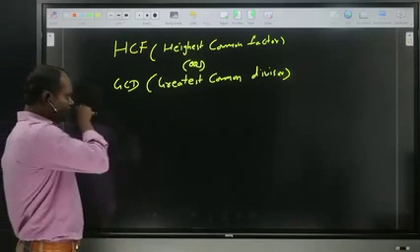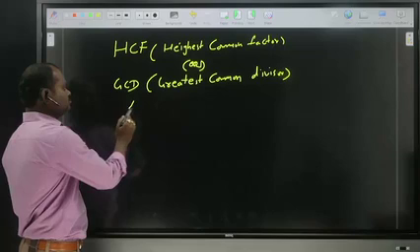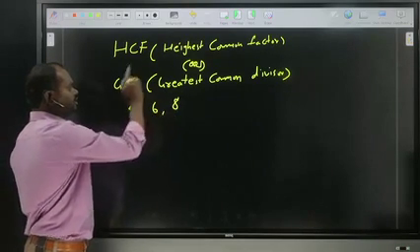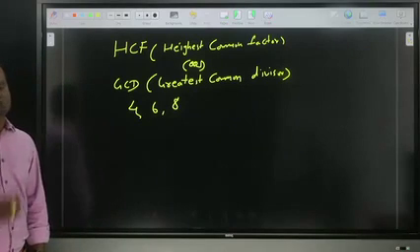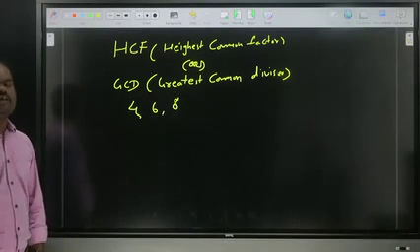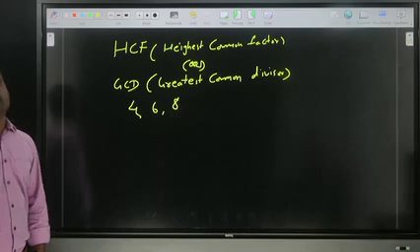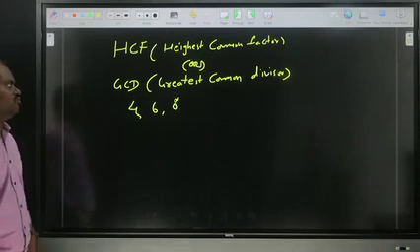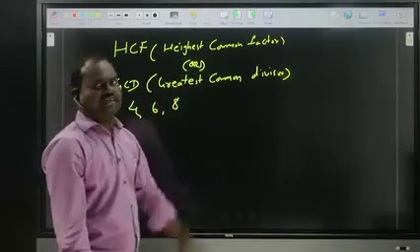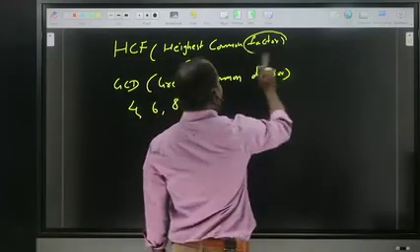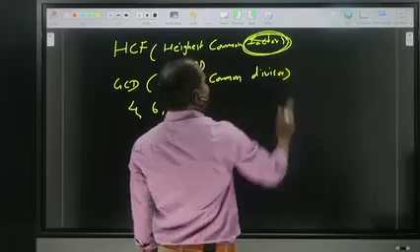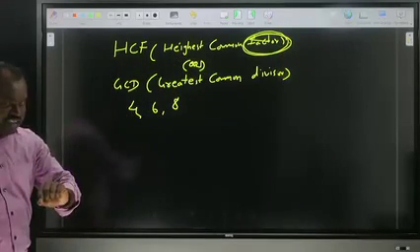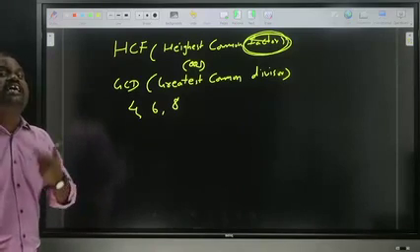For example, 4, 6, 8. These are very small numbers. For this, if you wanted to find the HCF, shall we see how generally you can find the HCF? As per the full form, highest common factor, first of all we should write the factors. Factors means in which table you will get that.